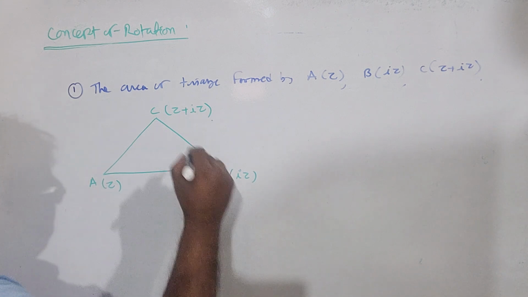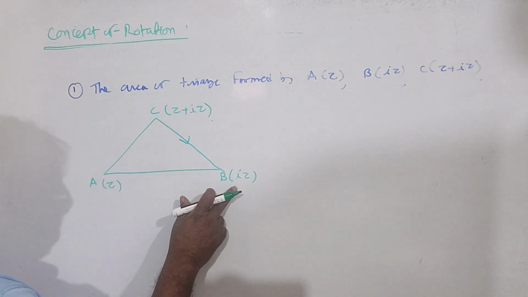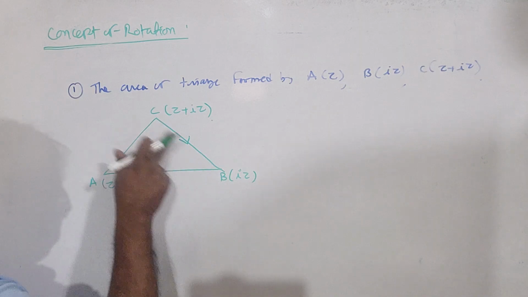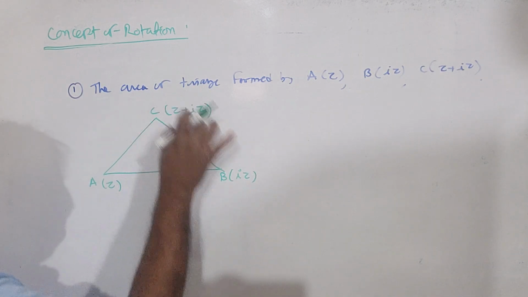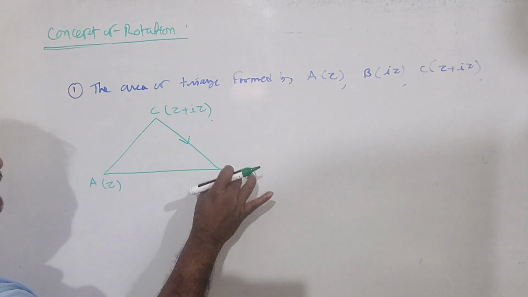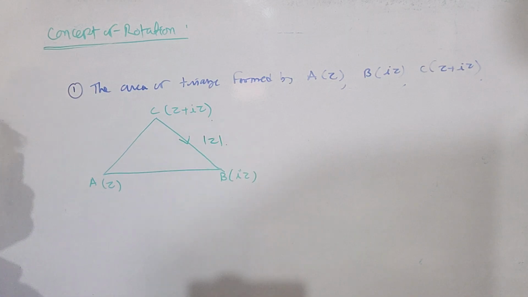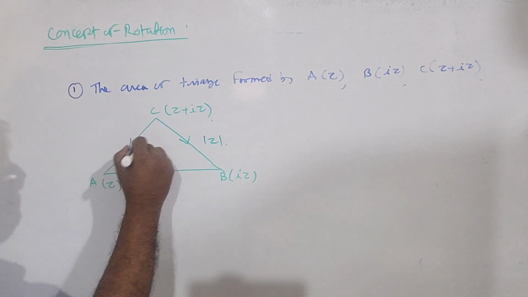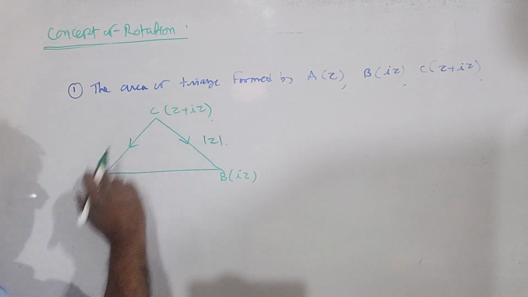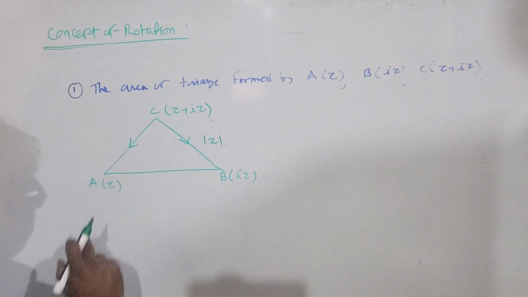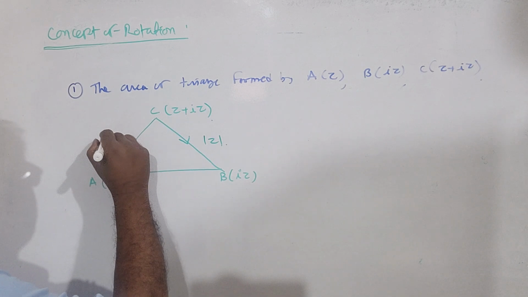See, if I say that this is a vector, that means the length of this vector is represented by the modulus of the difference of these two complex numbers, z plus iota z and z, that is simply modulus of z. And this vector's length is given by the modulus of the difference of z plus iota z and z, modulus is always positive. So here we have modulus of iz.